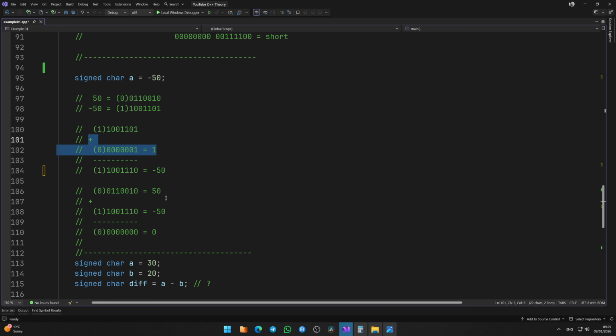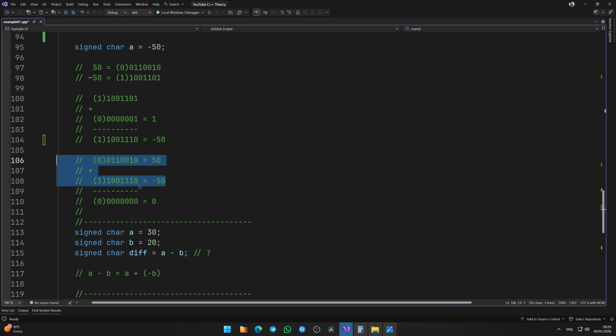Let's try adding 50 plus minus 50. The result should be 0, right? Here are their binary forms. Using the same bitwise addition rules, let's calculate. 0 plus 0 equals 0. 1 plus 1 equals 10. 0 plus 1 equals 1. We add the 1 from the memory, that gives 10.